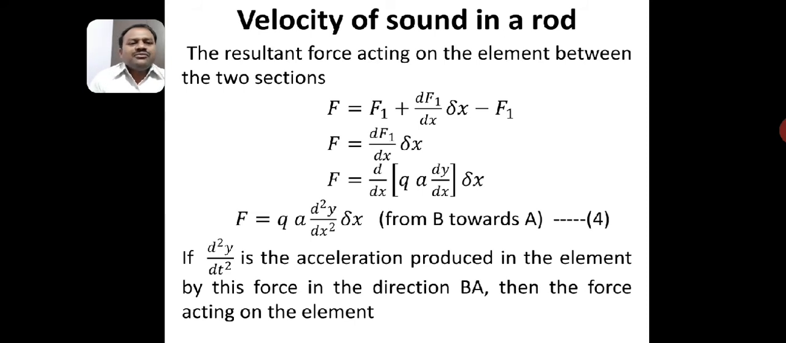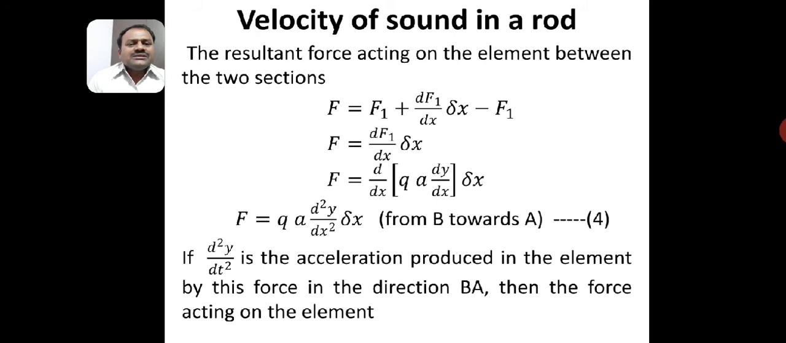Now the resultant force acting on the element between A and B, F, is equal to F1 plus dF1 by dx into delta x, that is the force acting on the section B, minus F1, the force acting on the section A. If we take the difference between the force acting on section A and section B, we get the resultant force acting on the section AB. The plus F1 and minus F1 cancel, and we get F as dF1 by dx into delta x. Substituting for F1 from equation 3, we get F as d by dx of Q A into dy by dx into delta x, or F is equal to Q A into d square y by dx square into delta x.